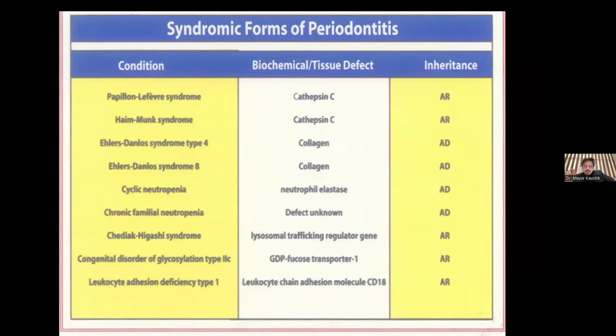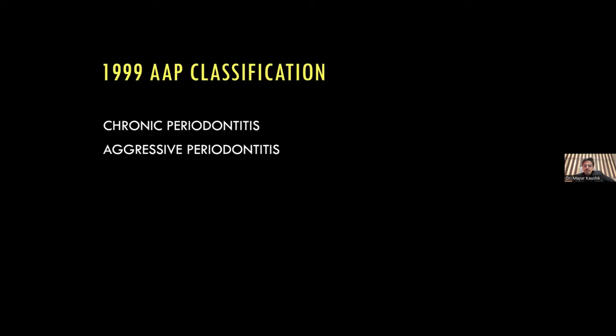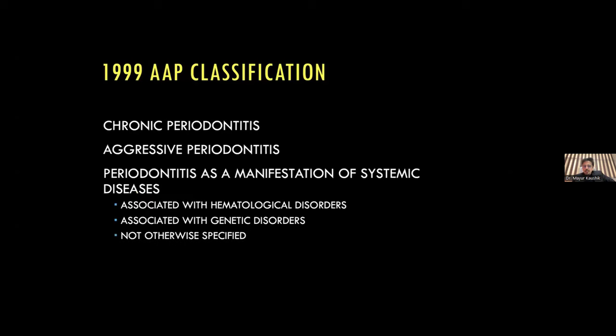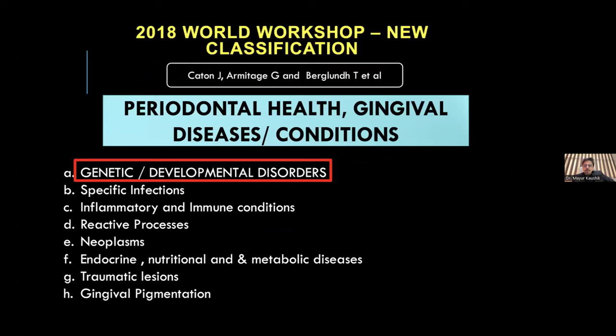What that means is that in these cases, even in the absence of plaque and calculus, ample destruction of the periodontal apparatus will be there. Plaque and calculus are not essential for the causation of disease in these individuals. So where do they fit in the earlier classification? Not chronic, not aggressive. They used to come as manifestations of systemic diseases. However, in the newer classification, they have a separate category of genetic and developmental disorders.